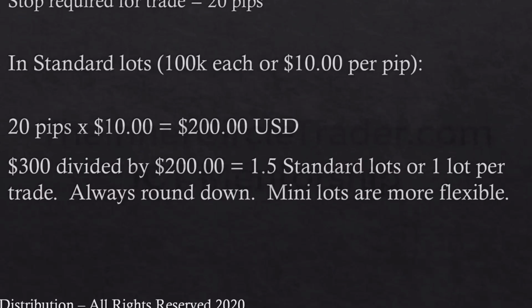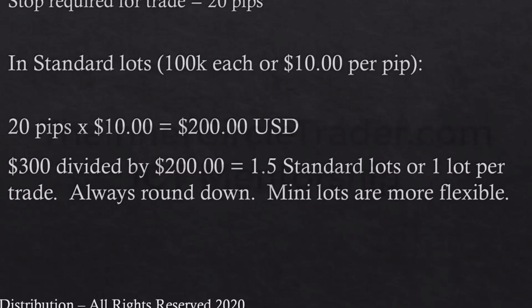Always round down. In standard lots, 100K each is $10 per pip. So if we have a 20 pip stop loss in expectation, we would have 20 pips at $10, or $200 total risk. So if we divide $300 by $200, we can only do 1.5 standard lots, or 1 lot per trade. Always round down. Mini lots are more flexible.